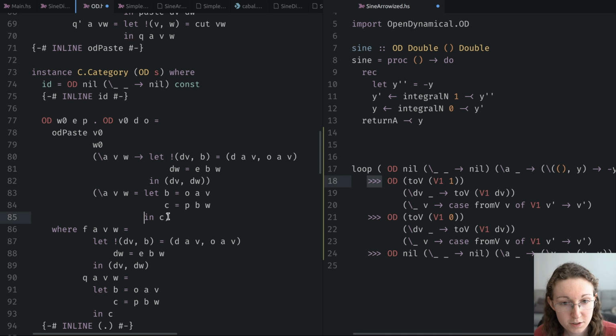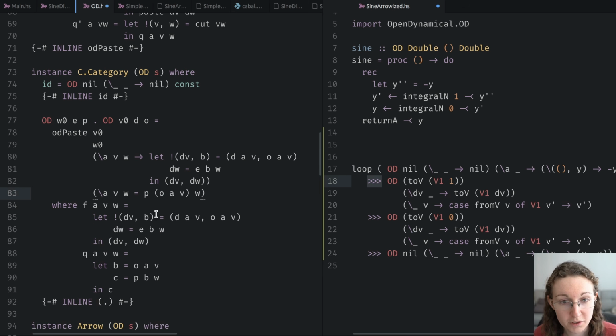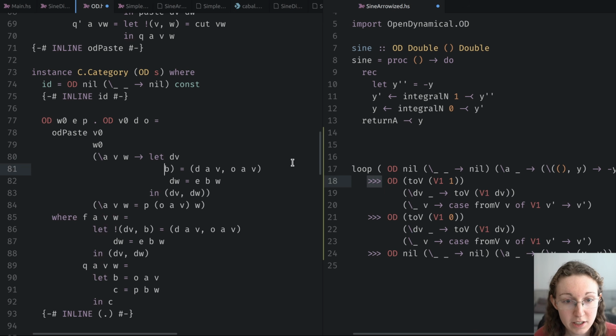In fact, in this particular case, I guess C is only used right here. I'm not actually entirely sure why Sarah wrote it in this particular way, but I'm sure there was a reason. But let's just remove that and remove this as well, just so that we don't have to do quite as much rearranging of things after we inline things. And also here, this is just constructing a pair and then immediately breaking it apart again. So you can turn this into two definitions, dv and b.